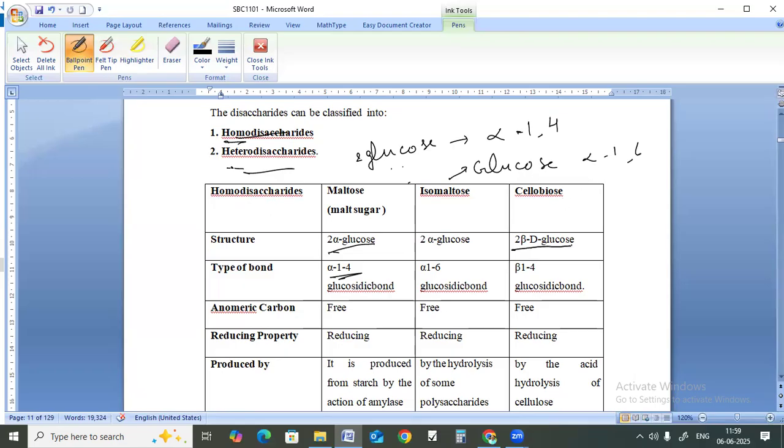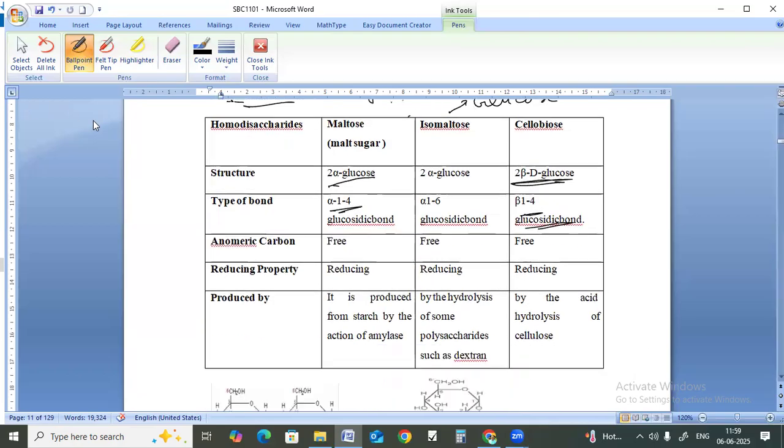Whereas cellobiose mainly consists of beta-D glucose units linked by a beta-1,4 glycosidic bond. And here the anomeric carbon is free, which means it is not reacting in the reaction; only the terminal one is reacting. The anomeric carbon is free, and so it has reducing activity. Also, these disaccharides can be produced by the hydrolysis of polysaccharides.